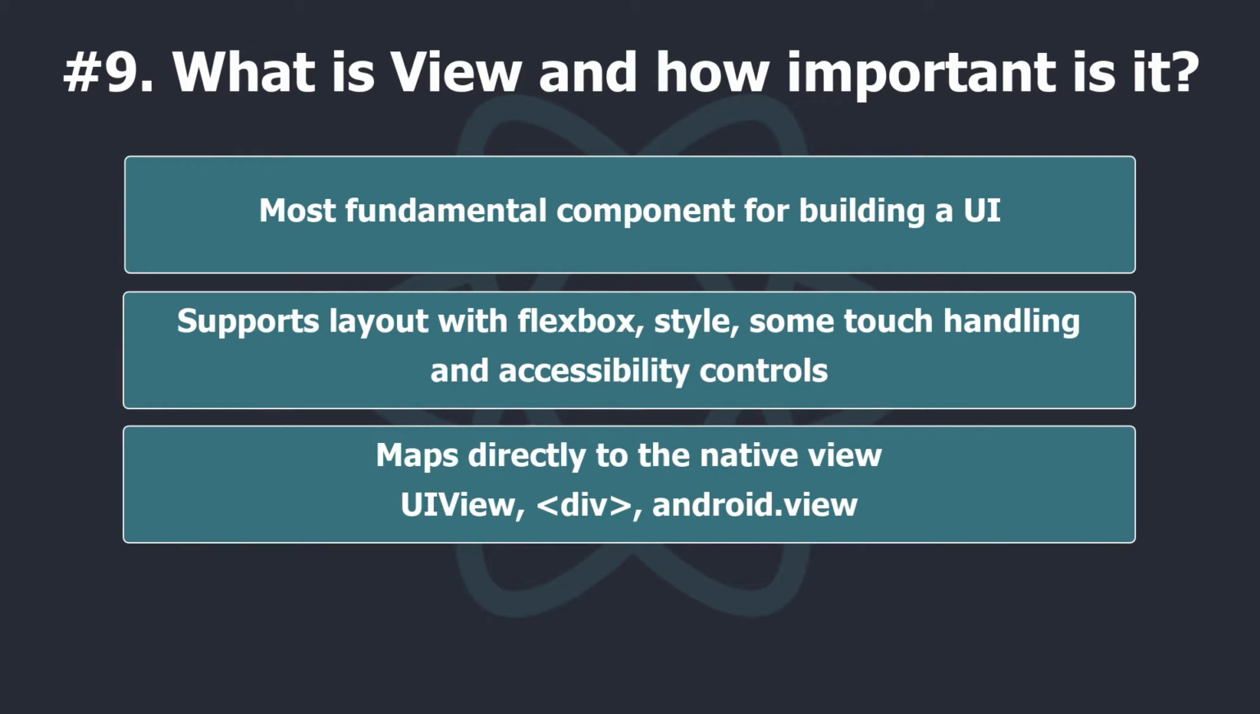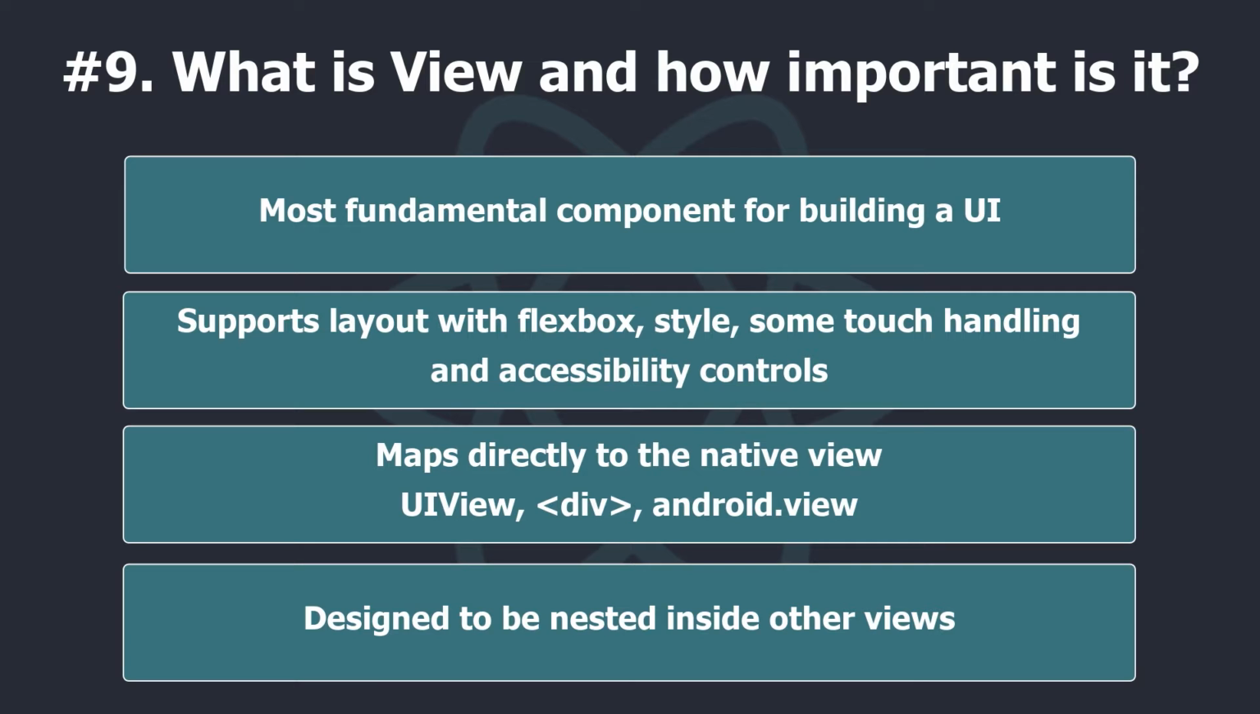View maps directly to the native view equivalent on whatever platform React Native is running on, whether that is a UIView, div tag, android.view, etc. View is designed to be nested inside other views and can have 0 to many children of any type.